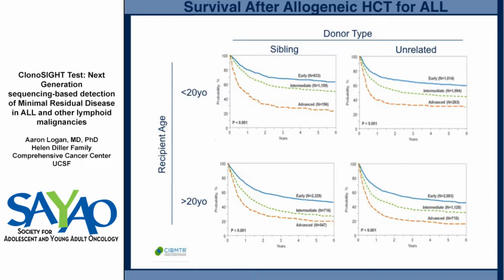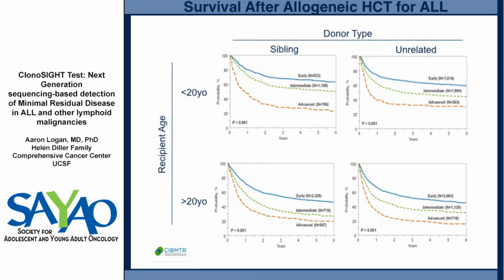And so if we look at the outcomes of allogeneic transplant for ALL via these data from the CIBMTR, we can see that good outcomes, if we can call them that, are only occurring for patients that are transplanted early in the disease course. And by CIBMTR criteria, this means transplant in CR1. The intermediate stage is CR2 and beyond, and the advanced stage is chemotherapy refractory disease.